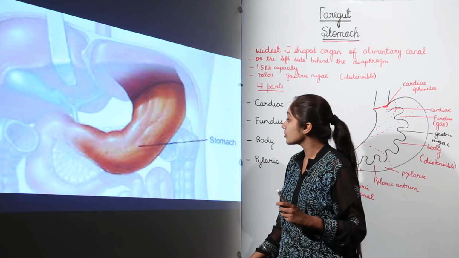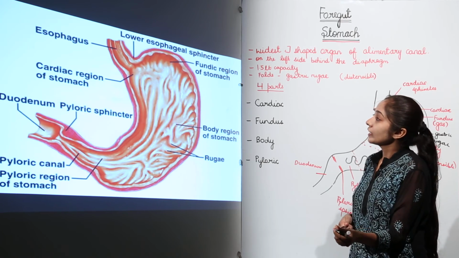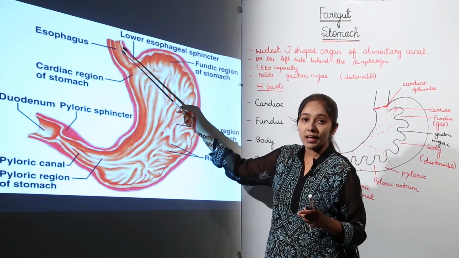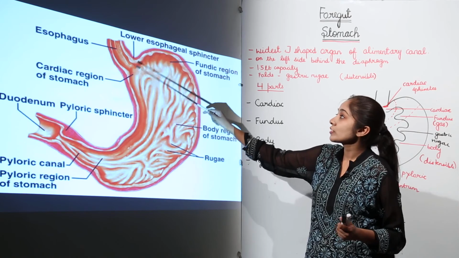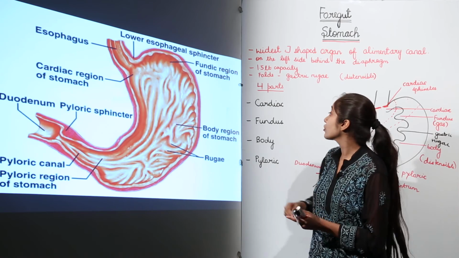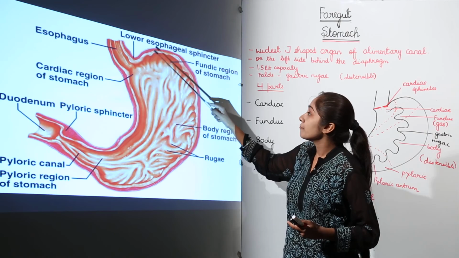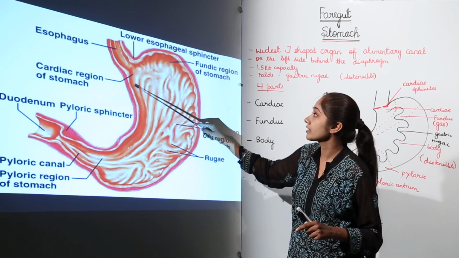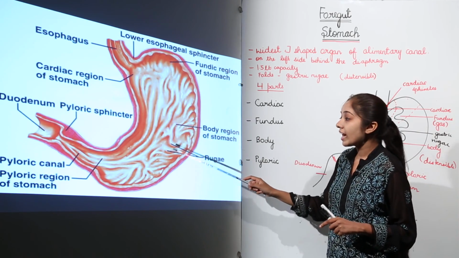I can just show you an image also, let us see. Well, this is how the image of the stomach is. We have the esophagus or the food pipe that is going to push the food to the stomach, and here we have a lower esophageal sphincter, again I am repeating, which we call as gastroesophageal sphincter, or we can also call it the cardiac sphincter. Then we have the first part, that is the cardiac part of the stomach. Then we have the fundus, then we have the body, then we have the pyloric part.